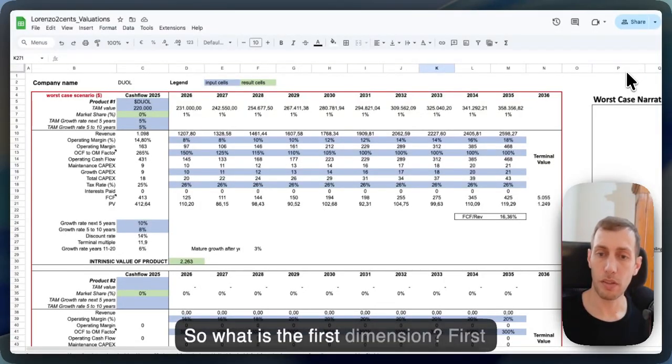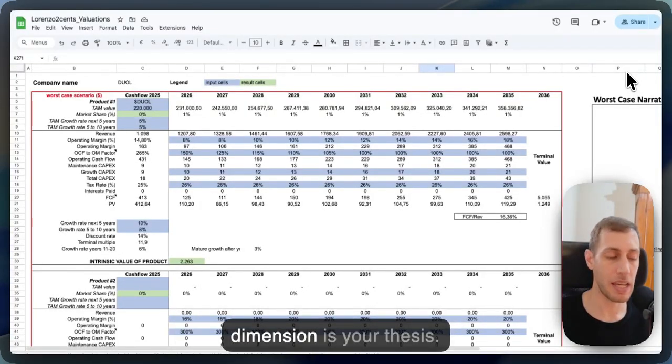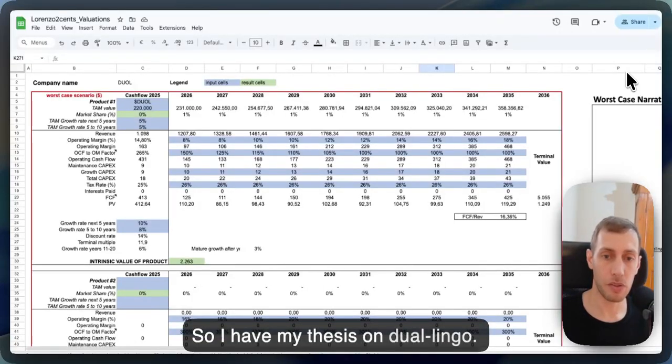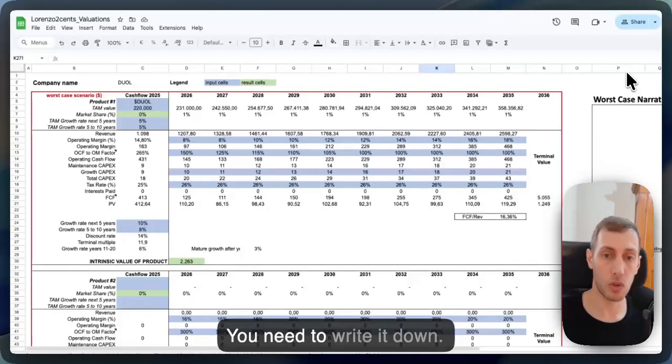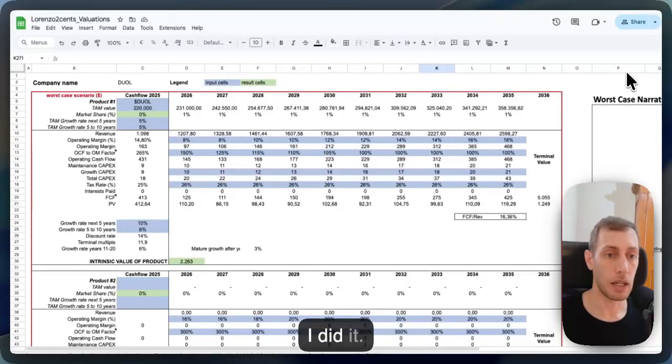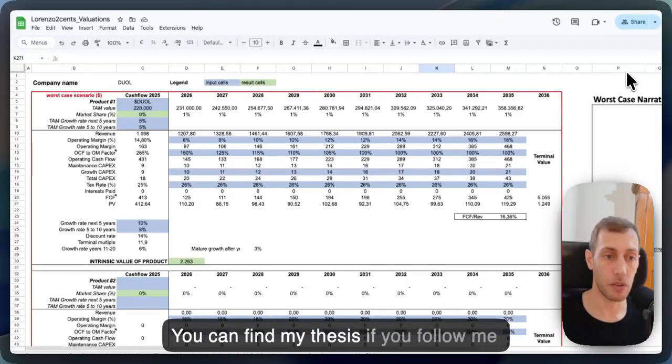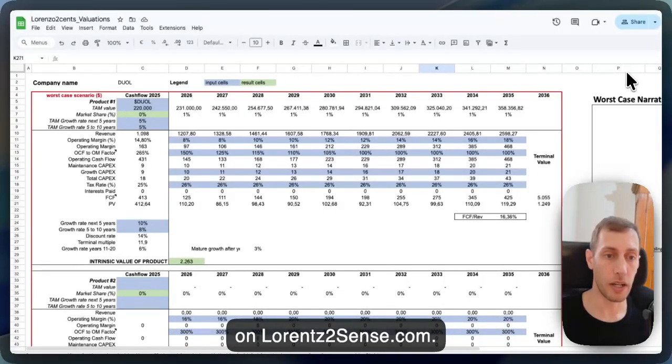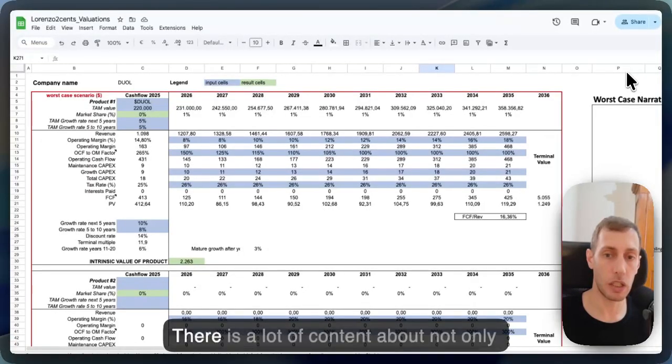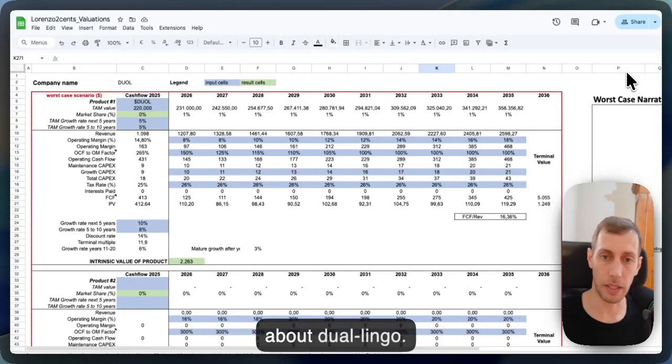So what is the first dimension? First dimension is your thesis. So I have my thesis on Duolingo. You need to write it down. I did it. You can find my thesis, if you follow me, on lorenzo2cents.com. So go there. There is a lot of content about not only Duolingo, but other companies too, and you can read what's my thesis about Duolingo.